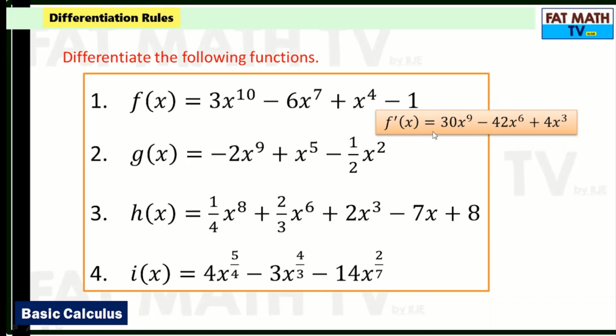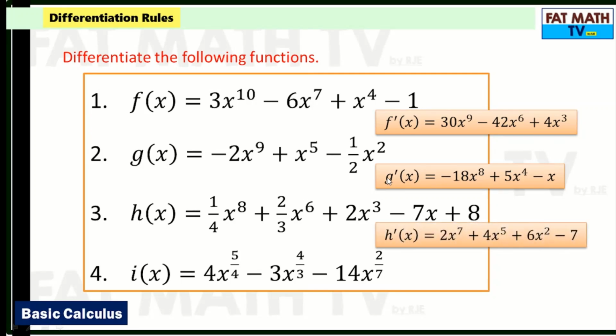Number 2, negative 2x raised to 9 plus x raised to 5 minus 1 half x squared. So the derivative of that is negative 2 times 9x raised to 8, so that's negative 18x raised to 8. For this one, 5x raised to 4. And then for negative 1 half x squared, 1 half times 2x, that is x, so minus x.